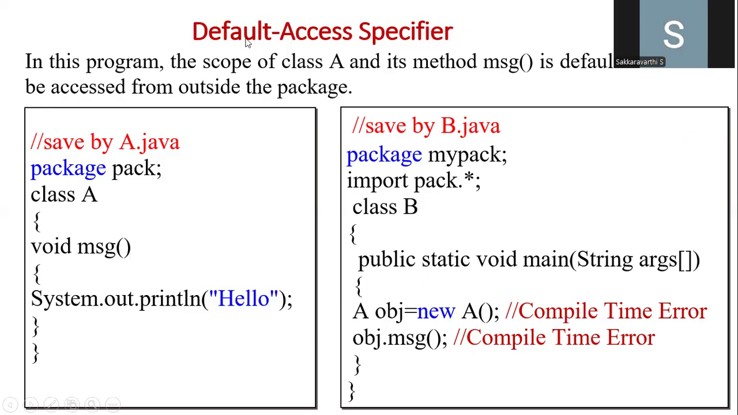So as per the definition, when a class is declared with the default specifier, that class can be accessed only within the package. Here, the class A is declared with the default access specifier. These class members are accessible only by the classes available in the package pack, not from outside the package. Here the class B is present in another package, mypack. So it is not accessible from the B class, and it throws a compile time error.